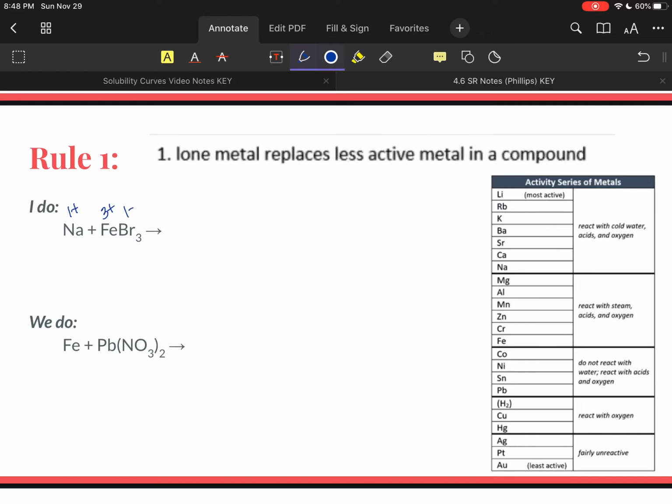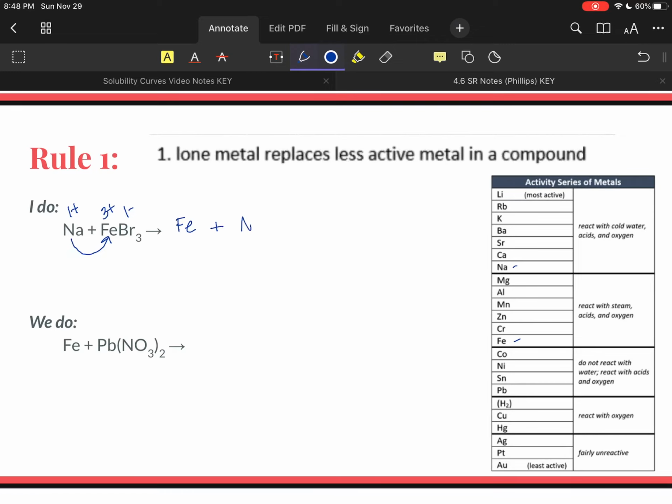Sodium is 1 plus, iron is 3 plus. So I know that sodium is going to try to replace iron because my positive is going to replace my positive. So I need to look and see. So there's sodium, and here is iron down below. So yes, a reaction will occur because sodium is higher up. So now, instead of sodium being by itself, iron is by itself.